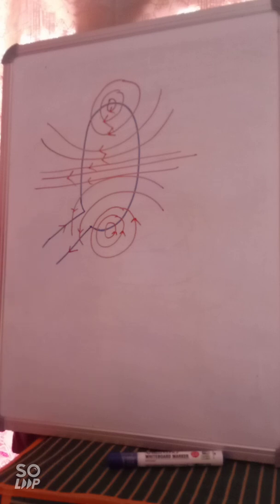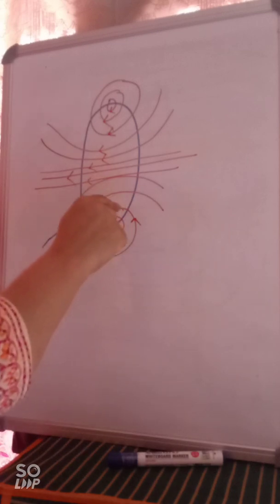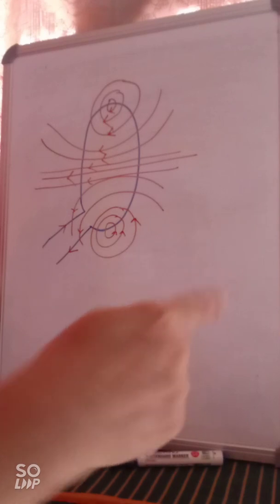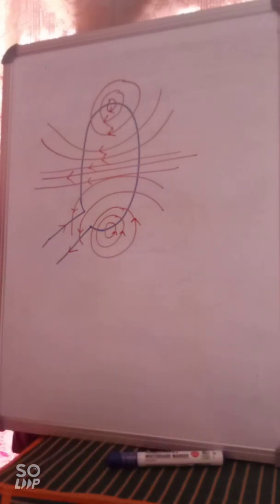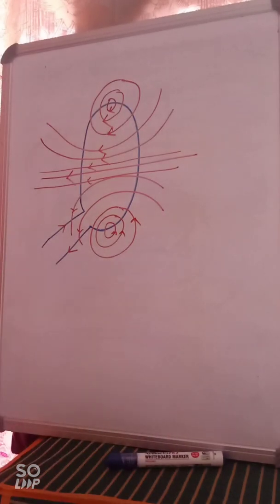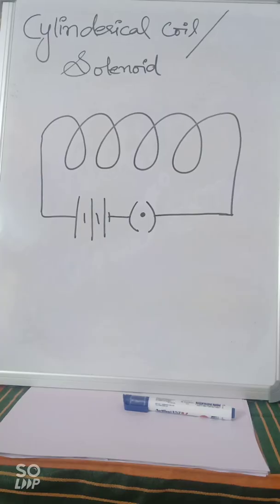This is one coil. What if I arrange such a coil a number of times? It means I'm talking about a solenoid. So let's see how we are going to work on it. Now we are going to talk about a cylindrical coil, or a solenoid. So what is a solenoid?